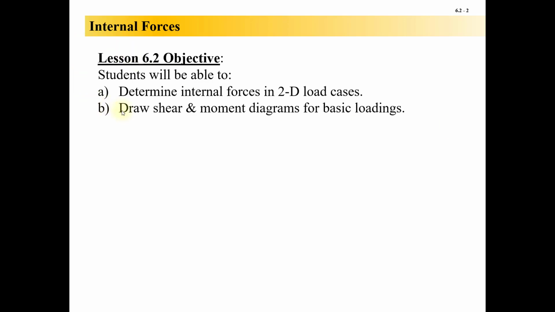Likewise, we're going to have this second objective, draw shear and moment diagrams for basic loadings. It goes hand in hand with the first one. Shear and moment inside the material vary a lot more than, say, the axial force usually. And so having them diagrammed is very common. And so we can find those maximum values of the internal forces along the length of the member.